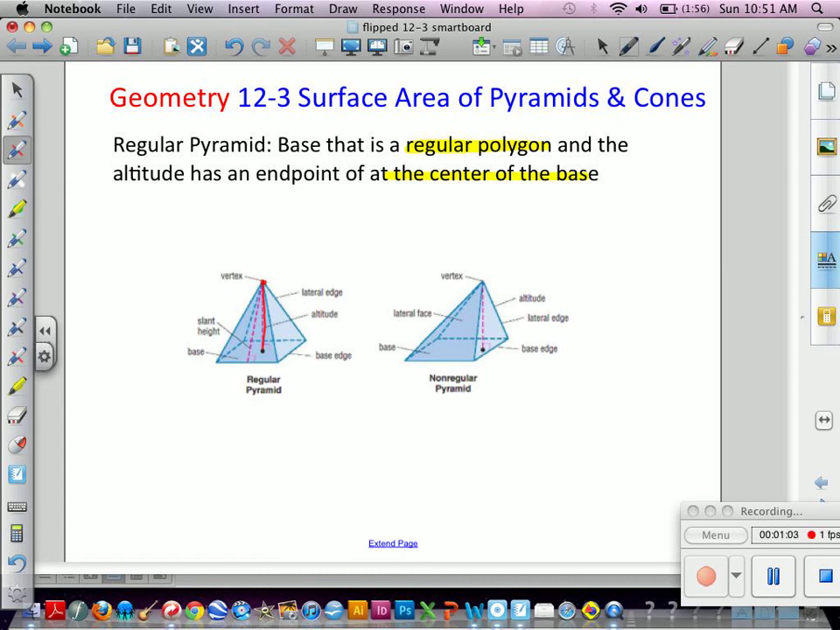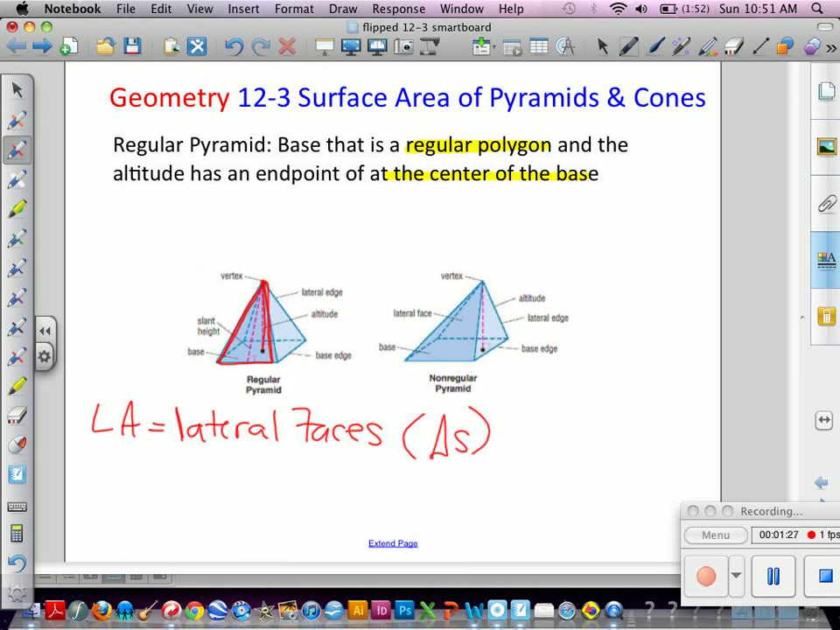We're going to have to find the lateral area and the total surface area of our pyramids and our cones. And so when you're looking at your lateral area, you have to look at your lateral faces. And notice your lateral faces in a pyramid are going to be triangles.